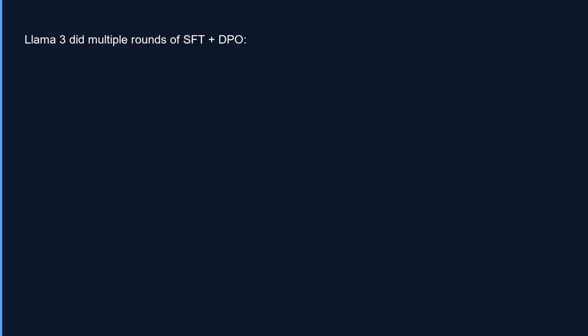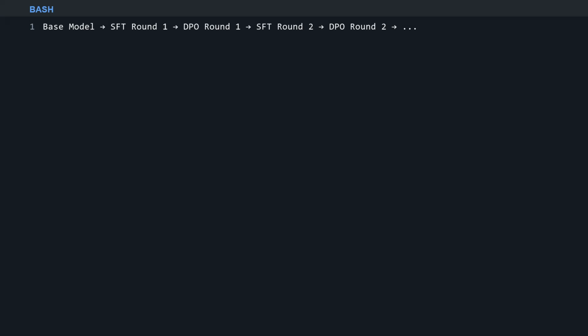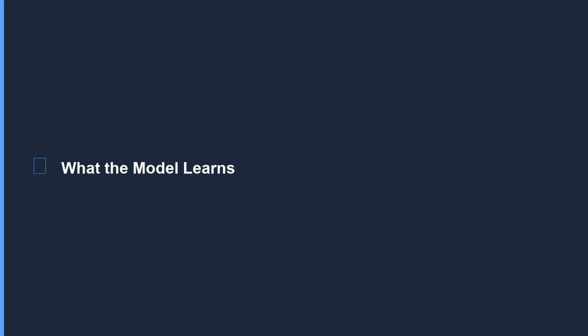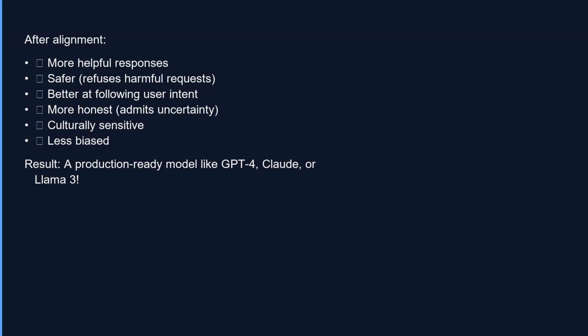Llama 3 did multiple rounds of SFT plus direct preference optimization. After alignment: more helpful responses, safer, refuses harmful requests, better at following user intent, more honest, admits uncertainty, culturally sensitive, less biased. Result: a production-ready model like GPT-4, Claude, or Llama 3.